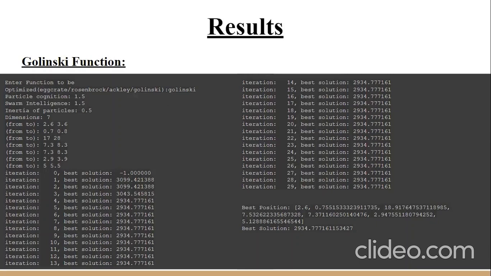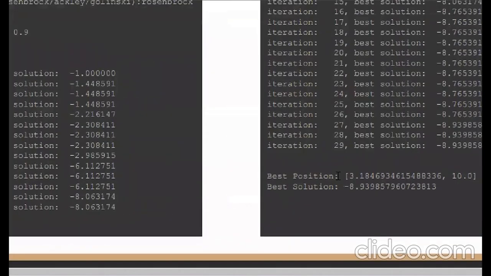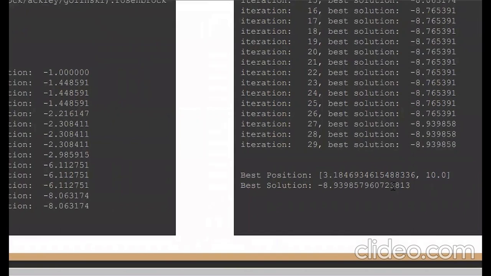After reading some books and references, it was mentioned that the optimal weight for a gear should be around 2985, and we thought that we could achieve a result close to the optimal solution, so we did pretty well on that. Here is the result for the Rosenbrock Valley. The best position that we have obtained is 3.18 and 10, and the functional value is minus 8.9.